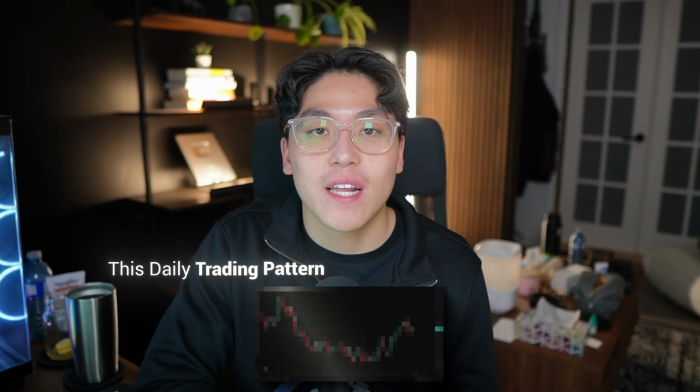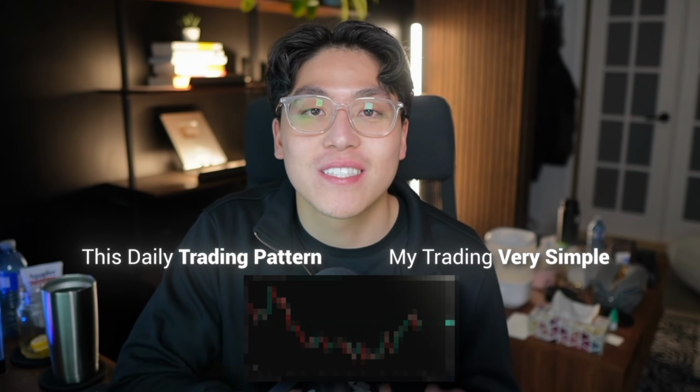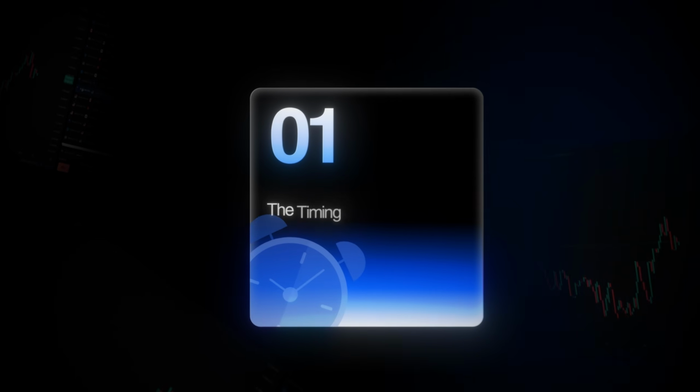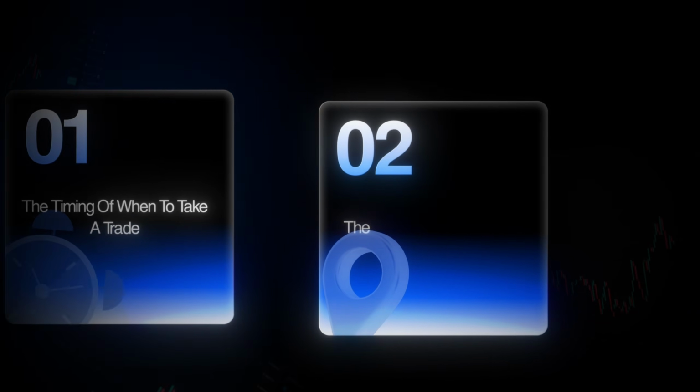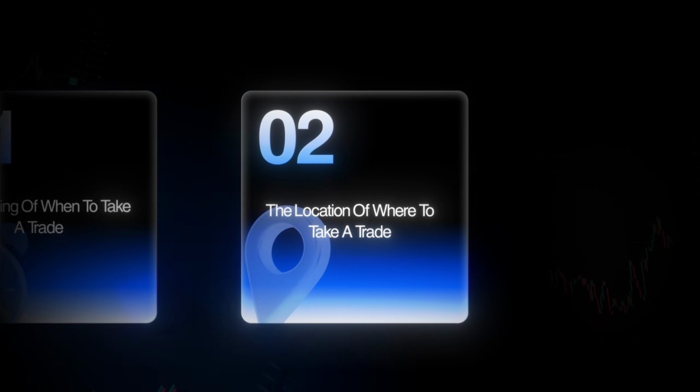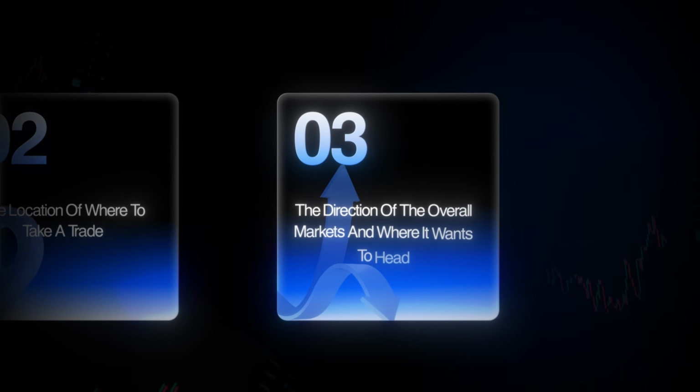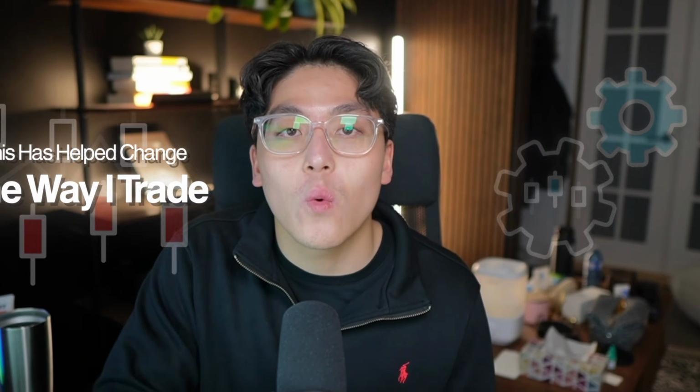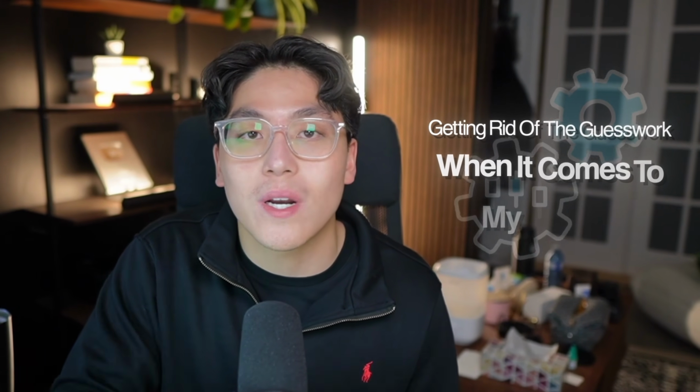This daily trading pattern has made my trading very simple. It helps me understand the timing of when to take a trade, the location of where to take a trade, and most importantly, the direction of the overall markets and where it wants to head. And after trading and backtesting the strategy for years, I can confidently say this has helped change the way I trade while also getting rid of the guesswork when it comes to my trading.